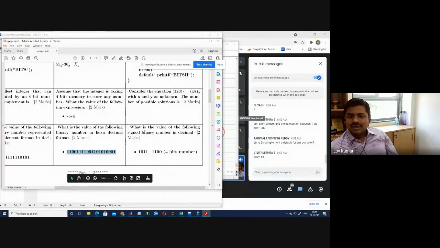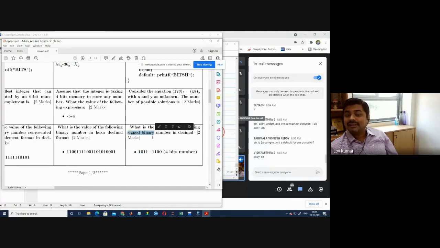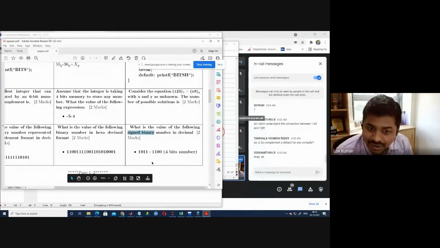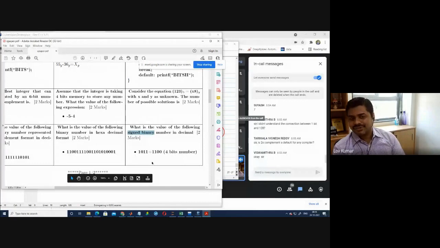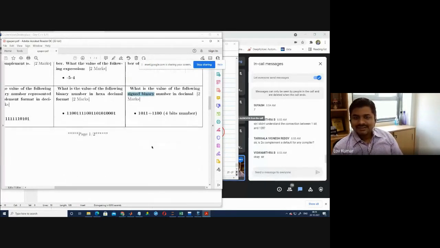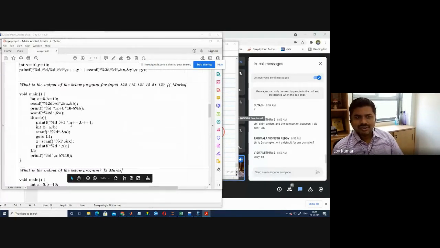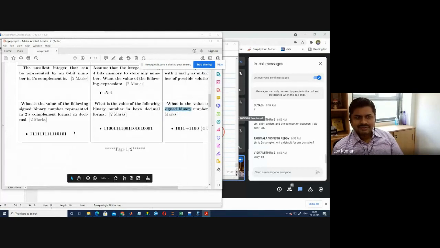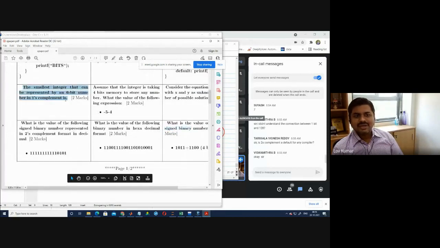Now you can see, what is the value of the following signed binary number in decimal? If you are writing a signed binary number, it's already given like the signed binary number, meaning you are representing the number using a signed representation. So these types of questions you can expect in your exam. This one, anyone can you tell me what is the output?